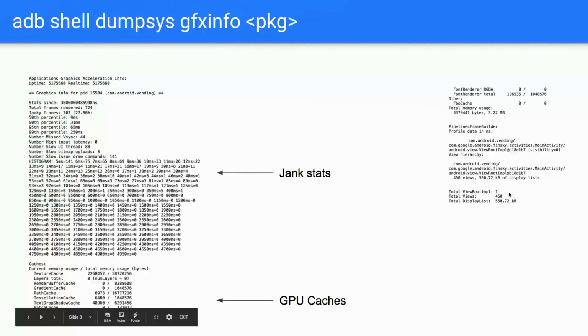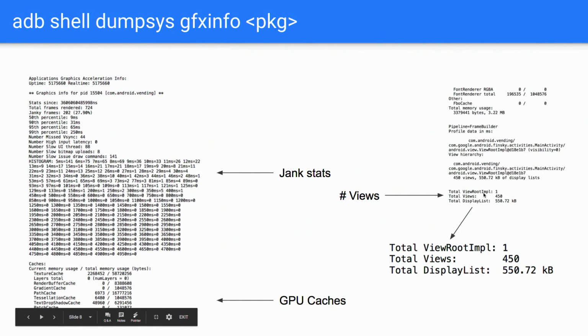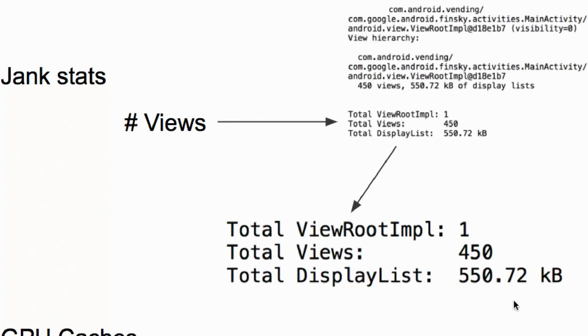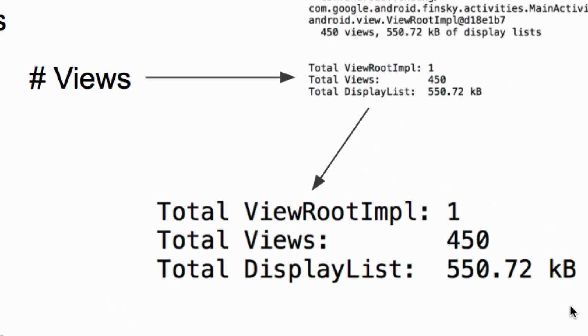Texture cache is an indication of how many bitmaps you have active at any point. Now, the thing we're interested in is at the very bottom, where we give you the total number of ViewRootImpl. You might not know what ViewRootImpl is. It is hell for us.